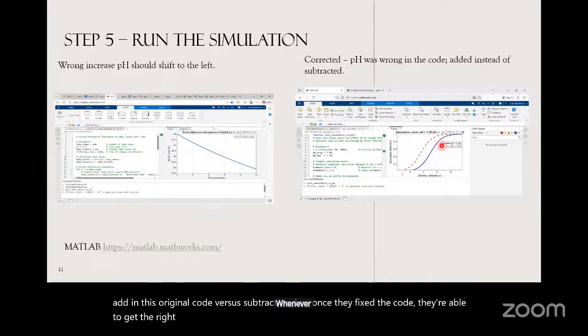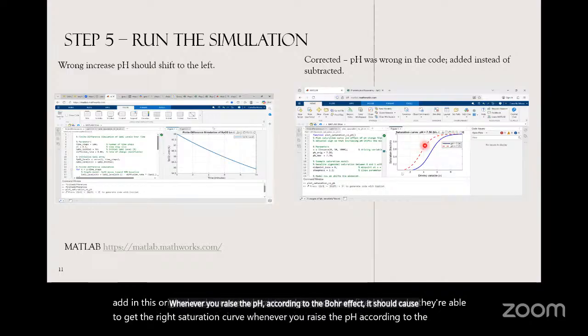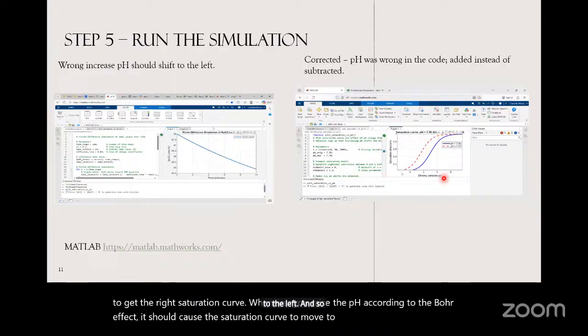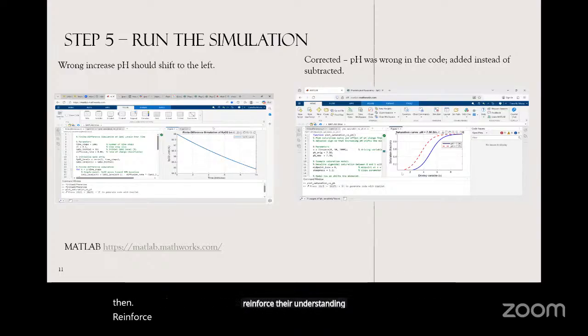Whenever you raise the pH, according to the Bohr effect, it should cause the saturation curve to move to the left. And so they're able to then reinforce their understanding and run the simulation and evaluate the output, and not just accept what the AI gave them without critically evaluating it.